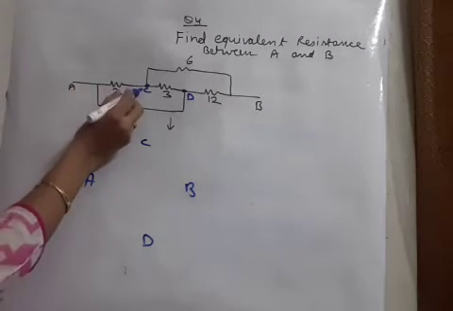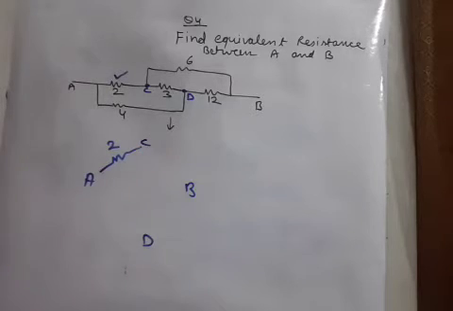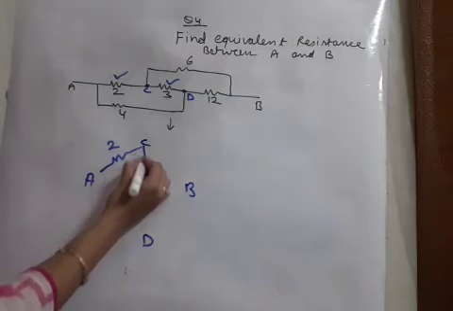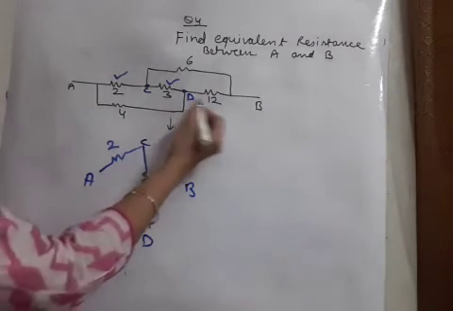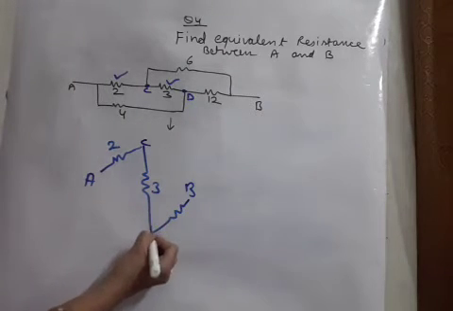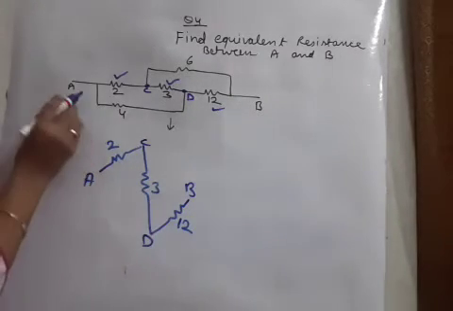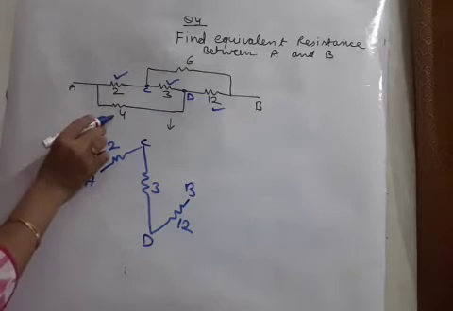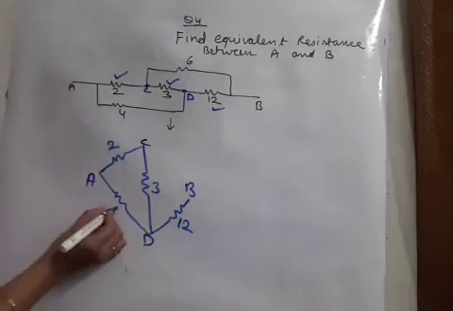So between A and C, 2 ohm. Between C and D, 3 ohm. Between D and B, 12 ohm. Then this 4 ohm resistance is between A and D, so we will write here 4 ohm.